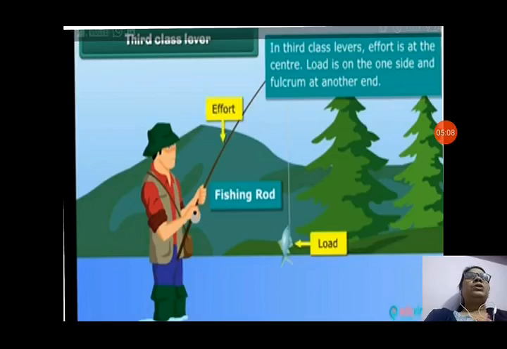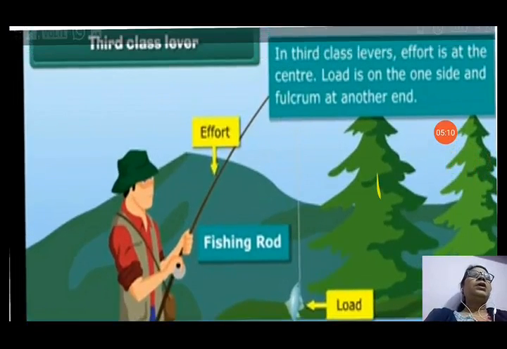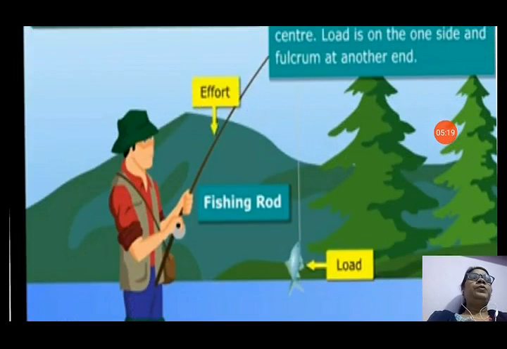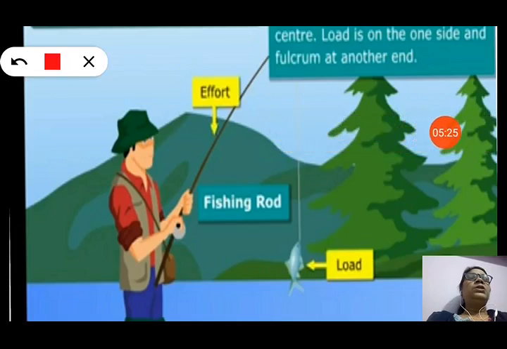Now let us see about the third class lever. In the third class lever, effort is at the center. Load is on one side and a fulcrum is at the other end. You can see in the fishing rod, the effort is on one side. Load is on the other side and it is moving from the middle. From here it is moving.